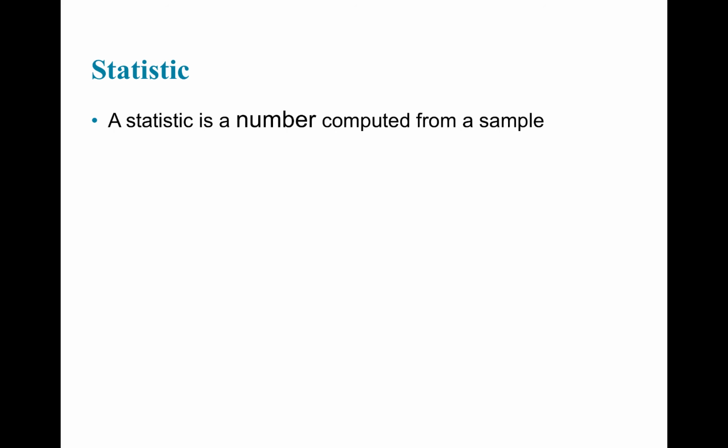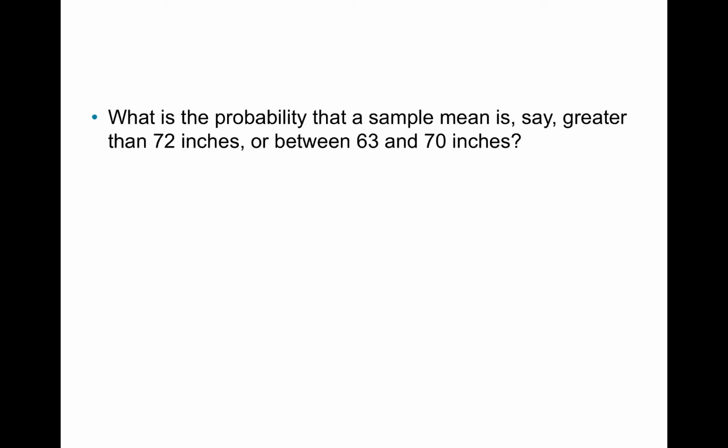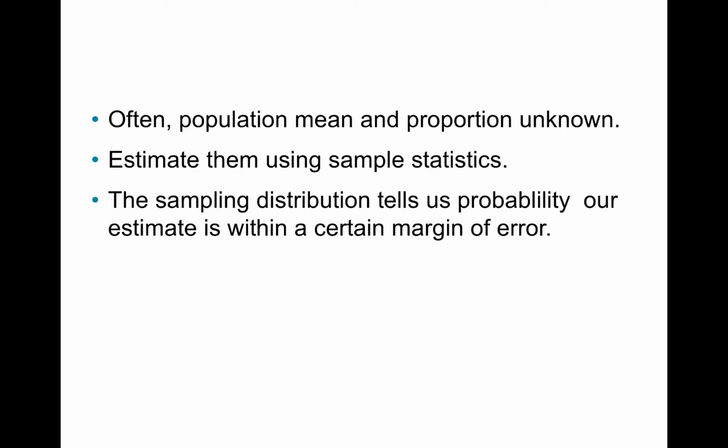So statistics describe samples. It's a number computed from a sample. Means and proportions will be the two that we mostly look at. So if we know how the sample distribution is, what it looks like, we can answer a question like this. Right? And often we don't know those population parameters, and we estimate them using statistics. So knowing about the sampling distribution can tell us about the accuracy.